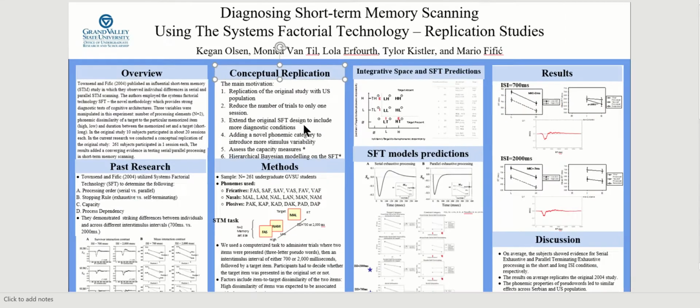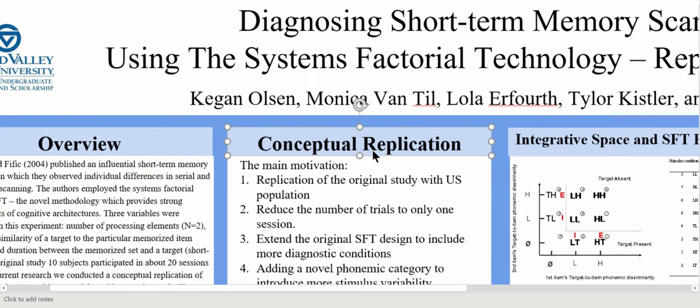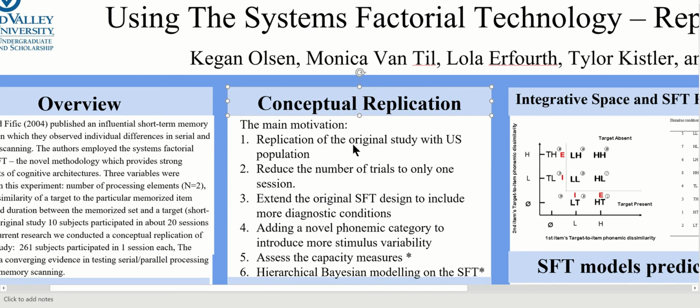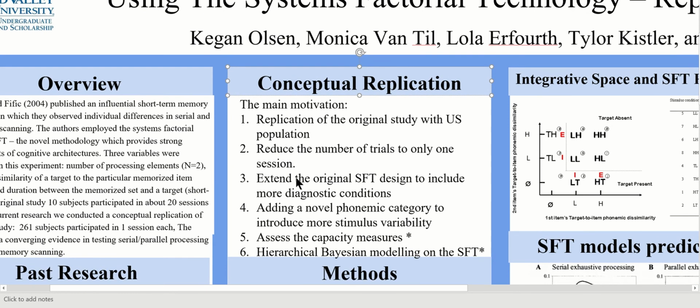So what was our motivation here? We tried to do a conceptual replication of this study. First, we wanted to see whether the same results would be obtained with US participants, whereas previously the participants in the study were Serbian. We would like to reduce the number of trials to 21 sessions. Previously we had 20 sessions per participant. We also would like to extend the original SAT design to include more diagnostic conditions. We also enriched the phonemic category by adding more stimuli, and 5 and 6 will not be considered in this analysis.